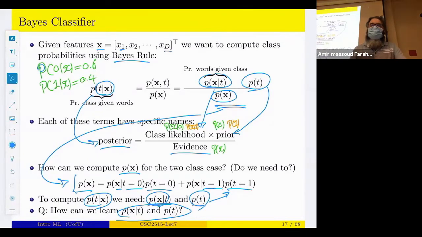Okay, so what we have to do now is talk about the representation of these probabilities. How to represent P of X conditioned on T and P of T. P of T is not difficult. And then how to learn them. For learning, the general recipe that we have in this lecture is using maximum likelihood estimation.